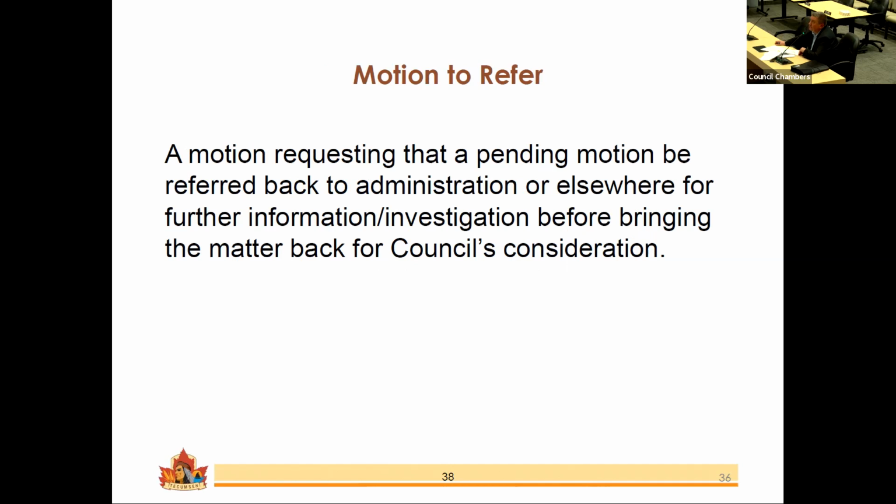Motion to refer, again, that can be a common motion, a referral back to administration, maybe in the course of the meeting and part of council's deliberations on that motion. Council feels there's more information, more investigation that should be considered before they finally consider a vote on that.